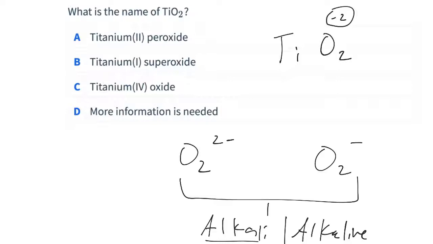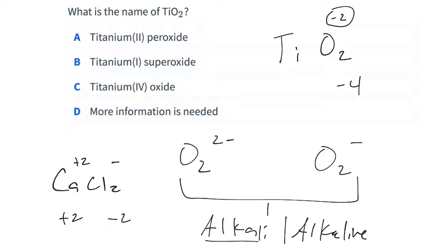Okay, so let's take a look at this one here. Titanium's not one of the alkali or alkaline cations. That means that oxygen here is just a simple oxide ion. Now there's two of the oxygen, so there's a total of -4 charge coming from the two oxide ions. This would be like CaCl2 having two minuses coming from the two chlorides, and an overall +2 charge on the calcium.